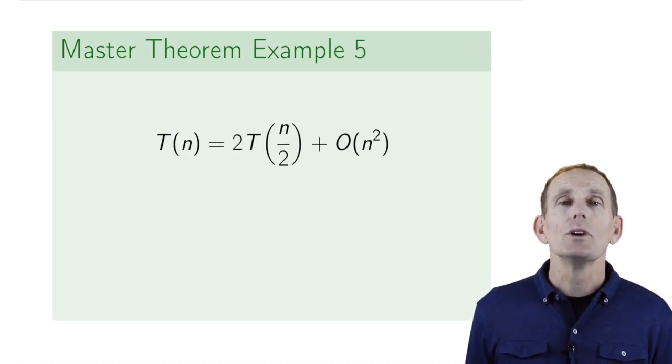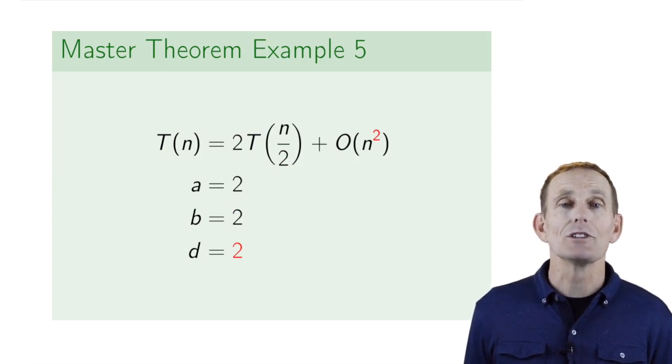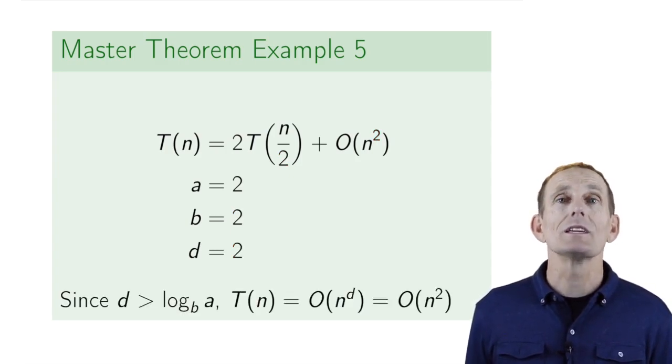And a final example where we're actually in case 1. So here, a is 2, b is 2, and d is 2. So log base b of a is log base 2 of 2, which is 1. So d is now greater than log base b of a. We're now in case 1. T(n) equals big O of n to the d, which is big O of n squared.